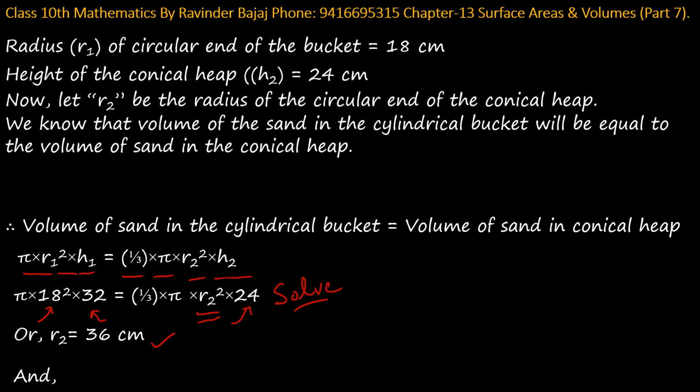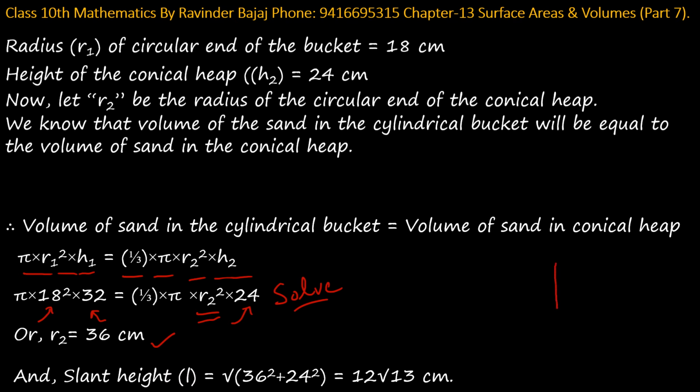Now with the help of Pythagoras theorem, we can find the slant height also. Because height of the heap is given, slant height is this, and radius is also given. In this heap, R is given, which is equal to 36, and H is given, which is equal to 24. These are the two perpendicular sides, base and height. Now this slant height L can be calculated with the help of Pythagoras theorem. So calculate it and you will get 12 under root 13 centimeter as the length of the slant height.